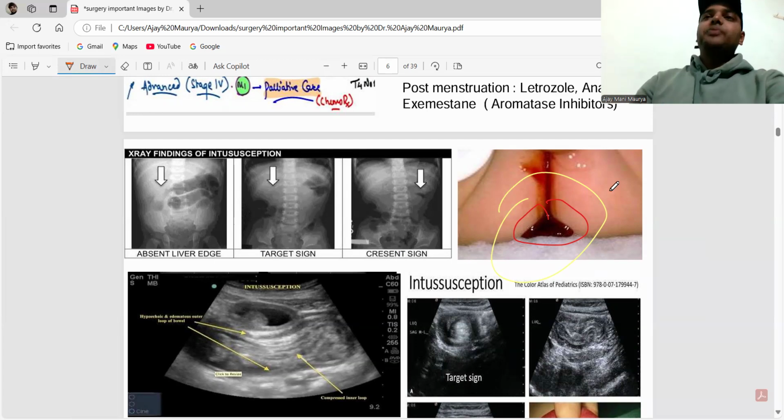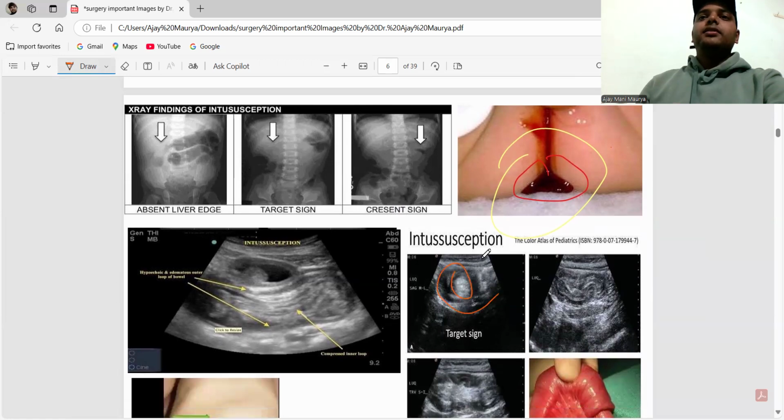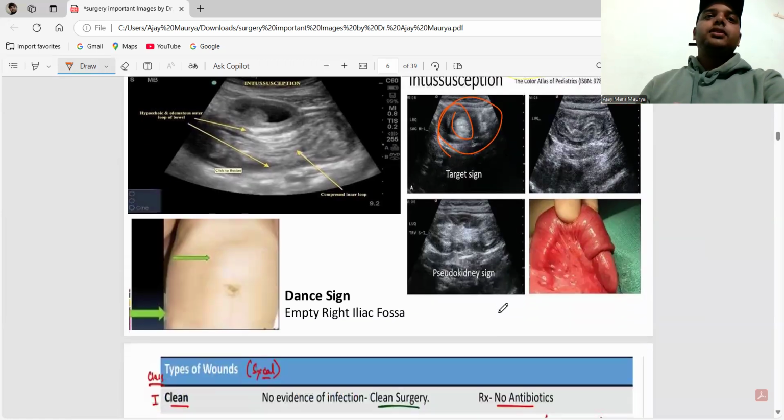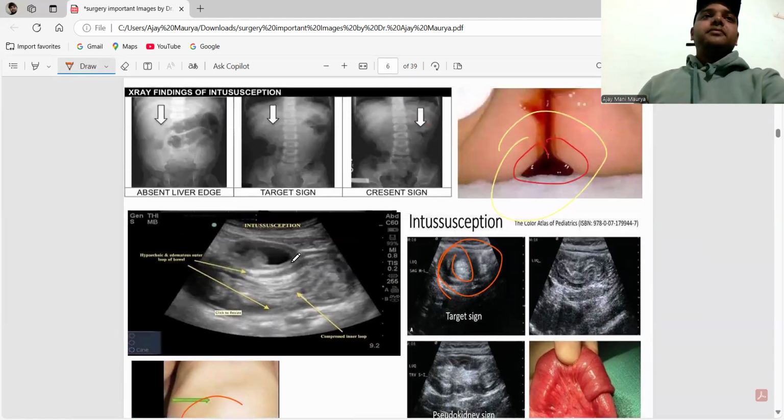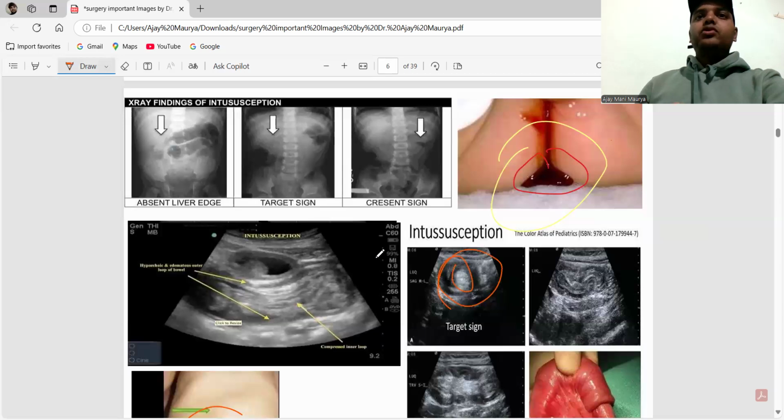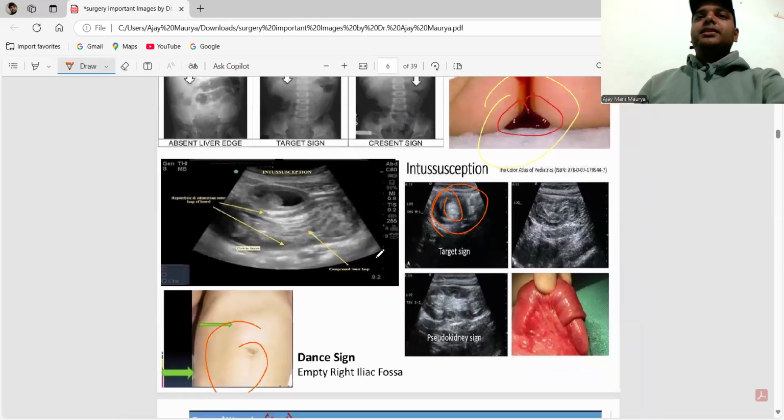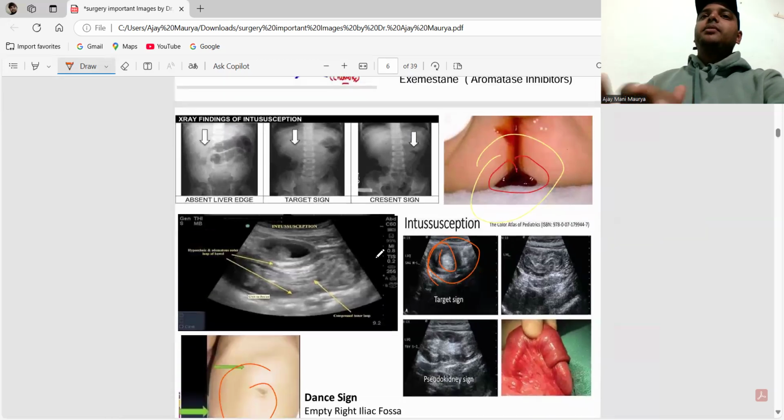This is Klebsiella pneumonia. Just remember, you will see the target sign here. You also see the dancing sign here, the empty right iliac fossa, guys. These are the signs and symptoms of intussusception. Okay? Please remember, guys.